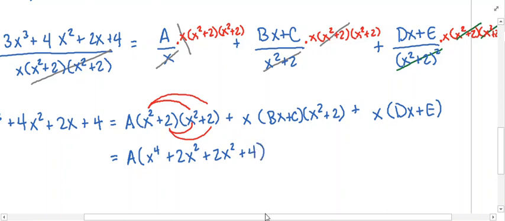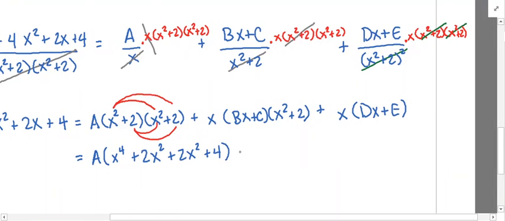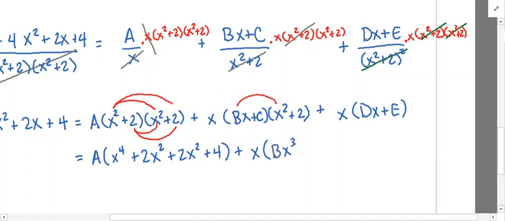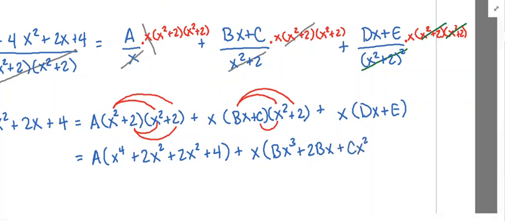All of that is multiplied by a, okay? Then I'm going to leave the x out front, and I'm going to multiply the bx plus c times x squared plus 2. This is going to give me b times x cubed plus 2b times x. The inner terms will give me c times x squared. The last terms will give me 2 times c.